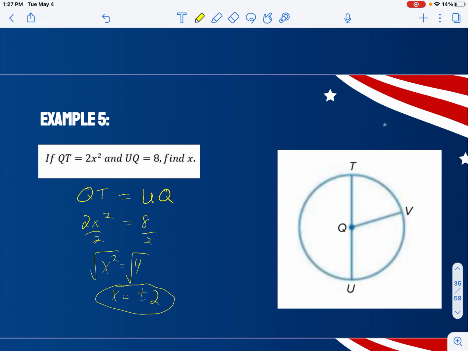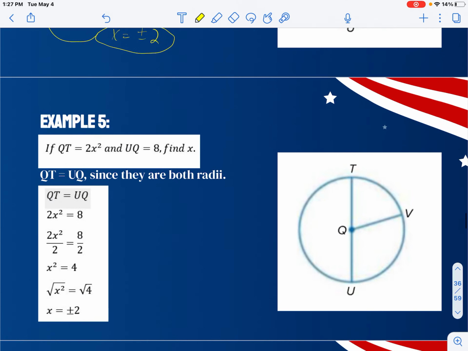Now, the reason we can use the negative answer here is that if we plug back in, we get 2 times 2 squared, which equals 2 times 4, which is 8. And if we plugged in a negative 2, by squaring the negative 2 we would still get positive 4, and we would get 8 for QT. So negative answers could be allowed. Usually when there's something squared, negative will work out. But remember, in triangles, you can't have a length that's negative. So plus or minus 2 is the answer there.